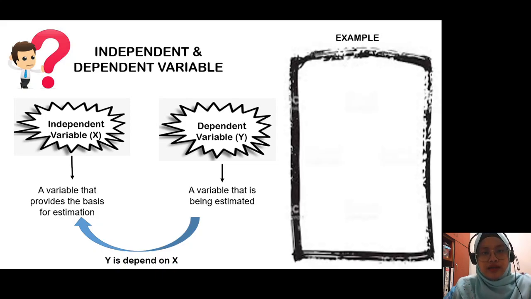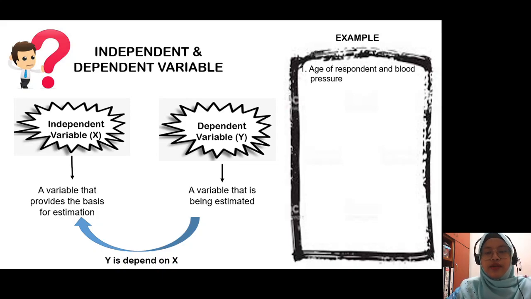So let's look at the examples of how to define which one is the independent and dependent variable. The first example is the age of respondent and blood pressure. These examples are given in your lecture notes, so you have to look at the lecture notes and find which one is the independent x variable, and the dependent variable is the y value.